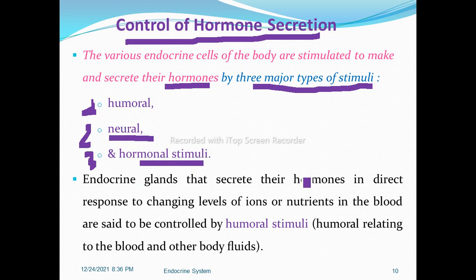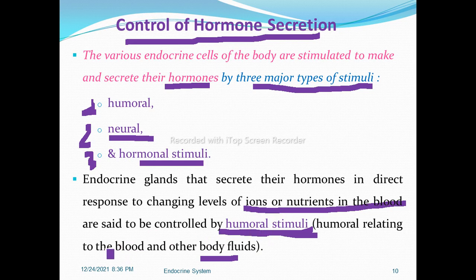Endocrine glands that secrete their hormones in direct response to changing levels of ions or nutrients in the blood are said to be controlled by humoral stimuli. Humoral relates to the blood or other body fluids. This means that when there is a change in the ion or nutrient level in the blood, endocrine glands secrete their hormones in response to these changes. If it is decreased, they act to increase it; if it is increased, they act to decrease it. So this type of stimuli is known as humoral stimuli.